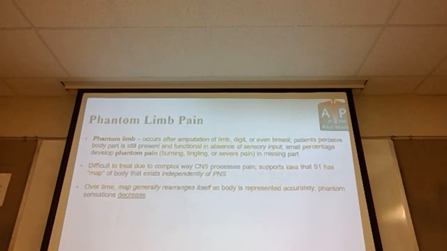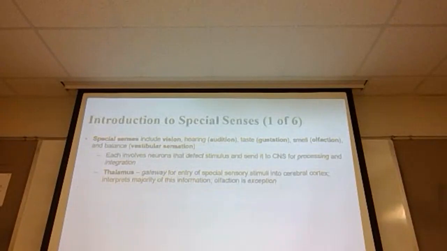A small percentage of these people will develop what is called phantom pain, a burning or tingling, sometimes even severe pain in the missing part. It's difficult to treat due to the complex way the central nervous system processes pain, but it supports the idea that the S1 has a map of the body that exists independently of the peripheral nervous system. Over time, the map generally rearranges itself so the body is represented accurately and the phantom pain sensations decrease.